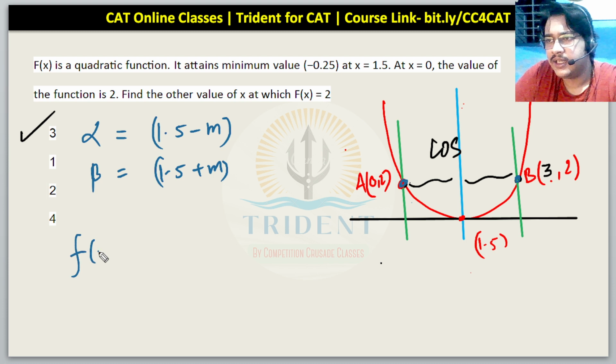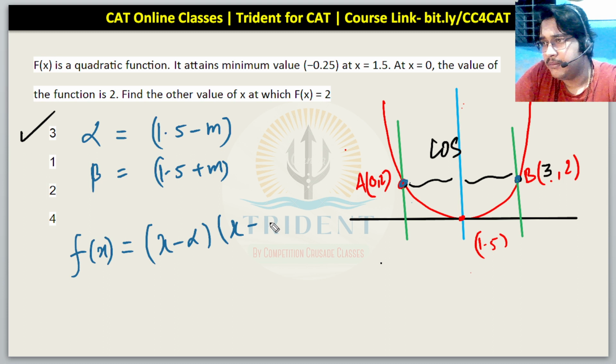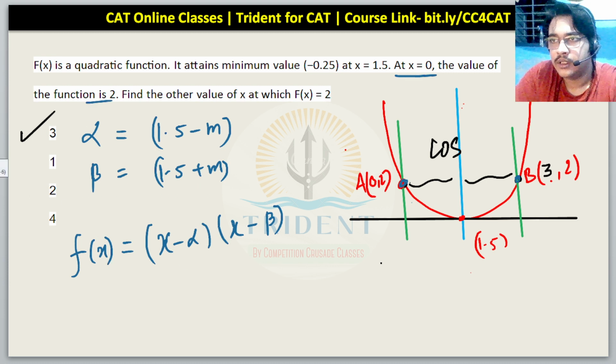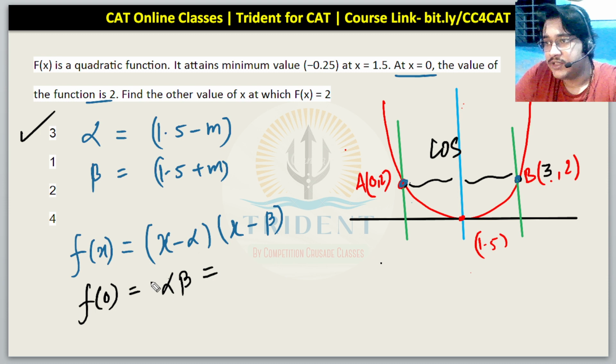We can write f of x as x minus alpha multiplied by x minus beta. This is the general form of a quadratic expression. Now, please remember, in the question it is given that at x equals 0, the value of the function is 2. What does this mean? You just need to substitute f of 0. F of 0 will be, now I am putting 0, minus alpha into minus beta, that is alpha into beta, which in turn is given as 2.